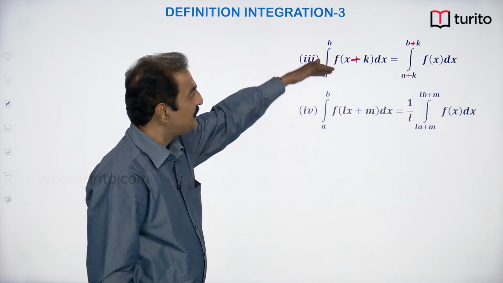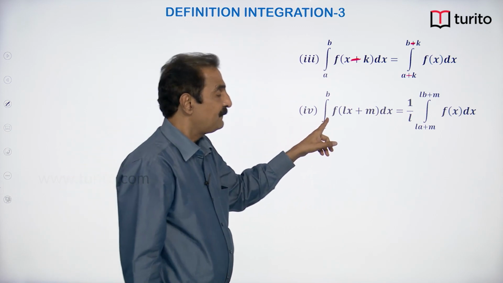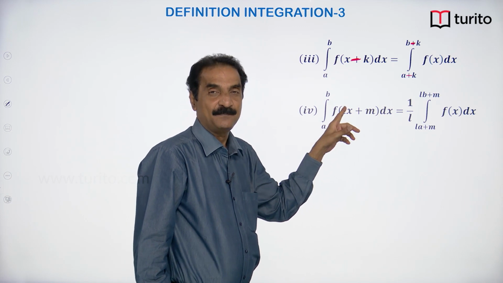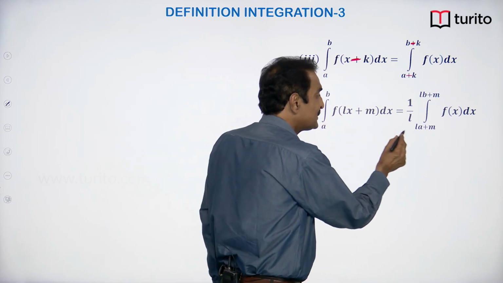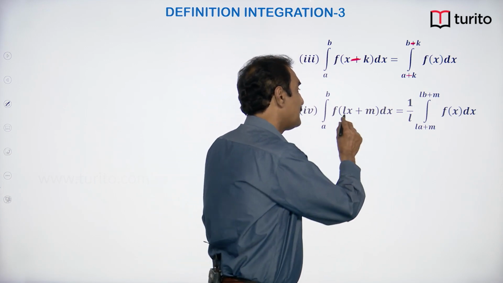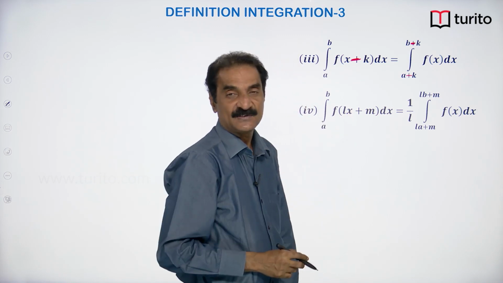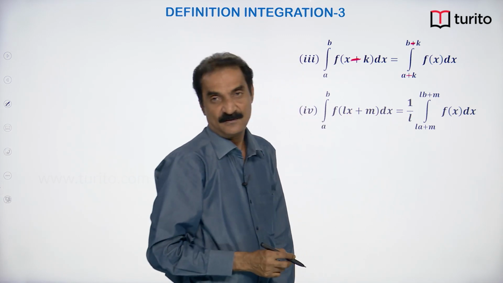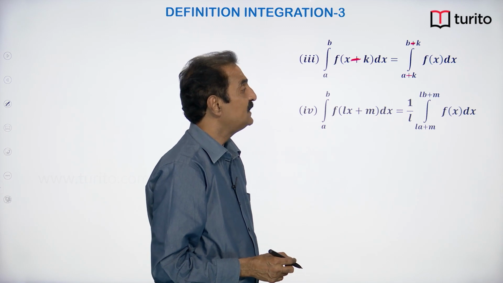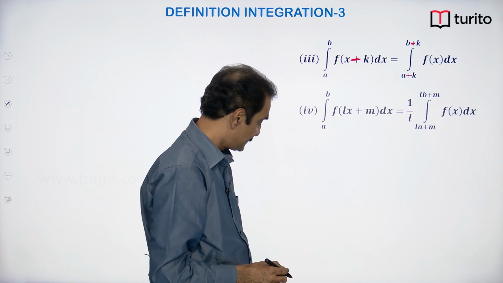Now the combination of this and the previous result will be this. If the function is in terms of Lx plus m, then the new limits will be La plus m to Lb plus m f of x dx. Since L is multiplying x, we have to divide by L, so 1 by L into integral La plus m to Lb plus m f of x dx.